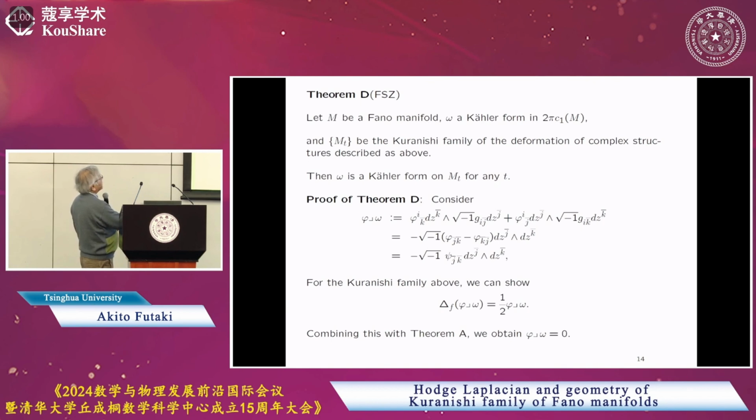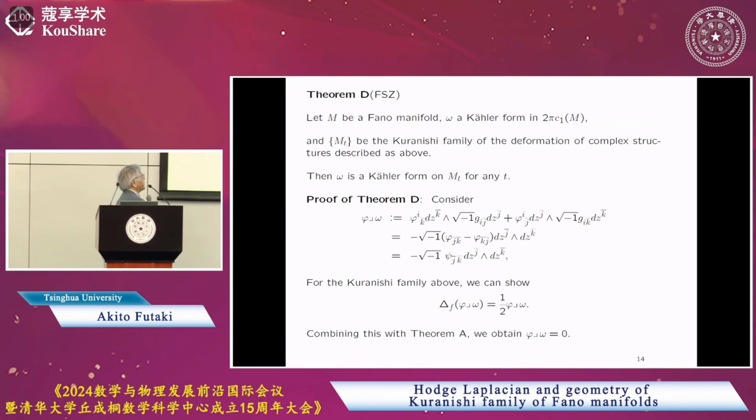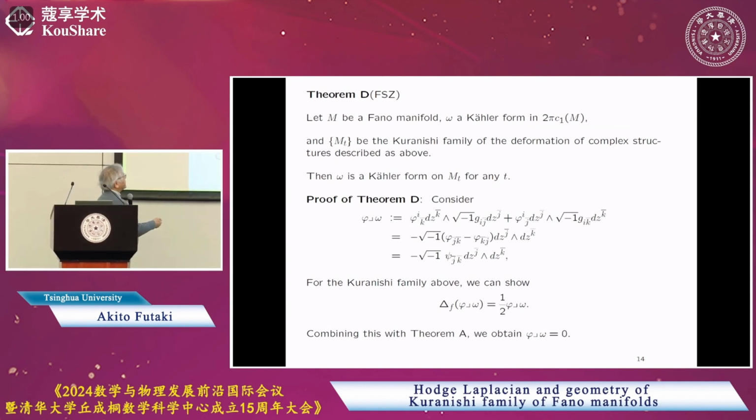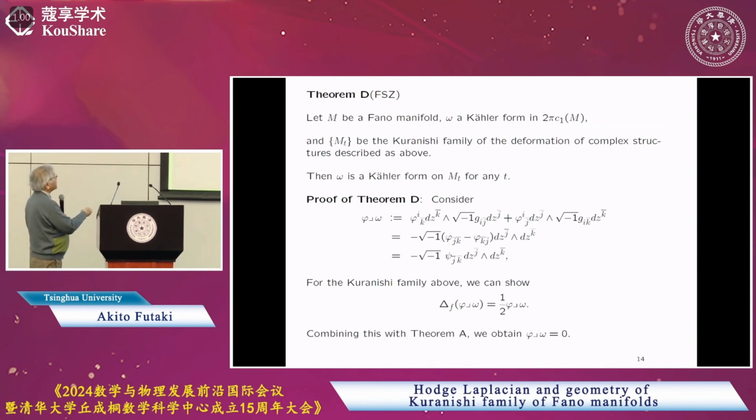So, and then from Schaufensen's computation, we repeat, then this 2-form is an eigenform of the Laplacian of F with eigenvalue 1/2. So if this 2-form is non-zero, this must be bigger than or equal to 2. So this form must be 0. So this is the first observation.